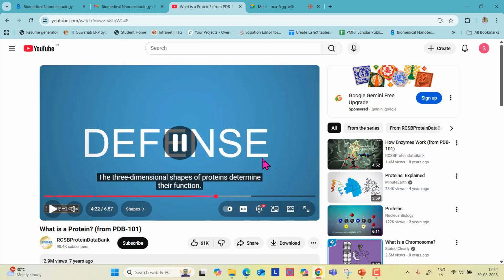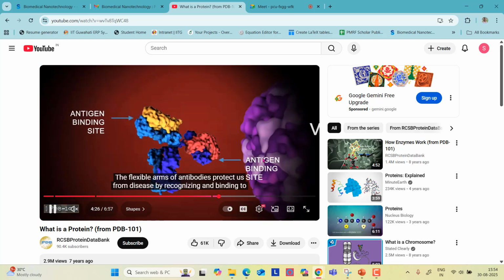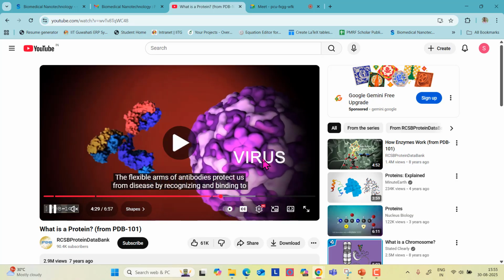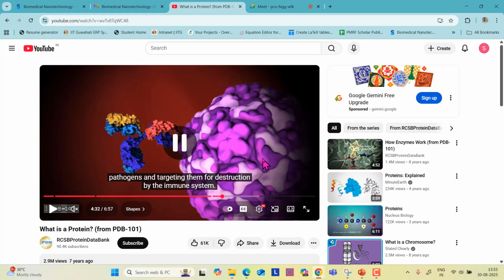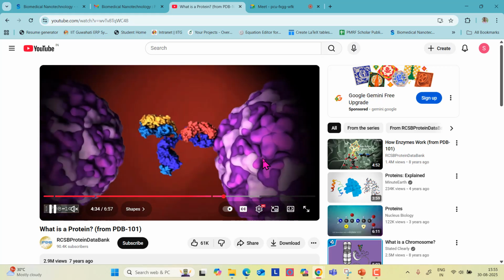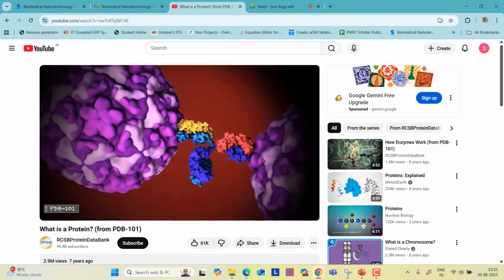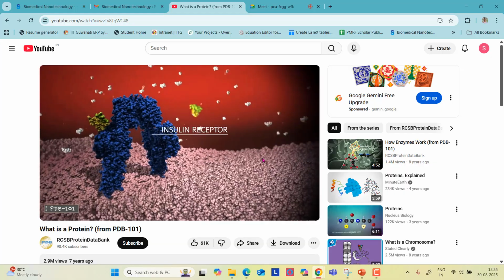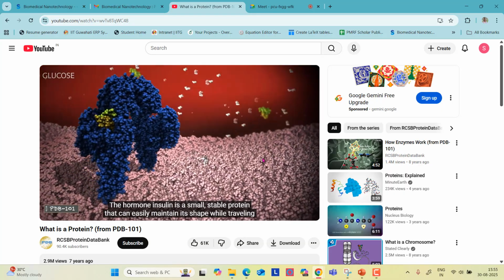So, these are the advantages of using protein. What does protein do basically? The arms of antibodies protect us from disease by recognizing and binding to pathogens and target them for destruction by the immune system. This is the defense mechanism of protein. This is the communication mechanism. So this is the insulin receptor.